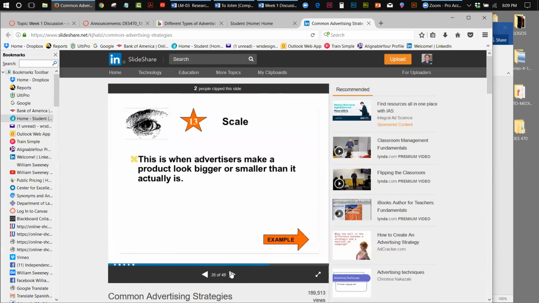Really, we're going by this particular slide that somebody prepared. What I would say is that you and I would probably go out and pick one or two of these and find examples, and I wouldn't be a bit surprised if we come up with better examples than this. So, scale. It's when an advertiser makes a product look bigger or smaller than it actually is.